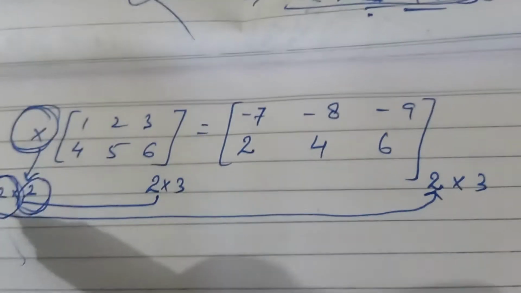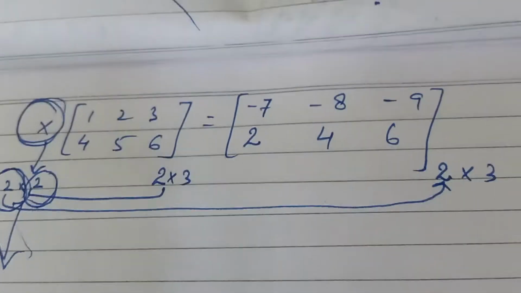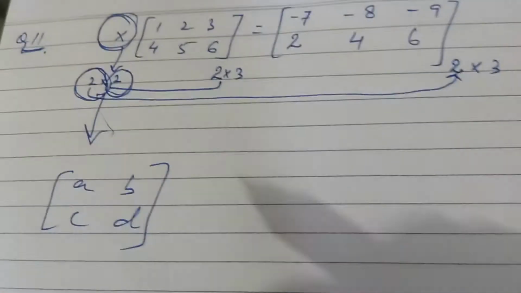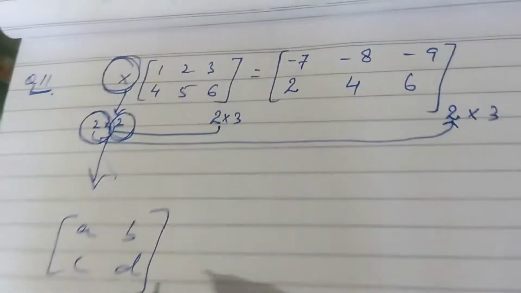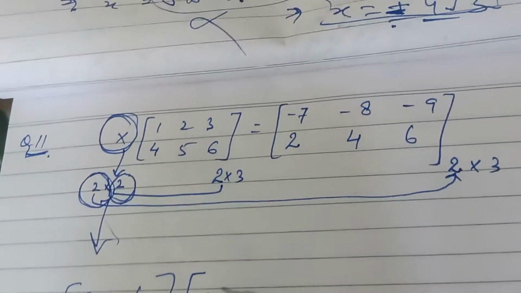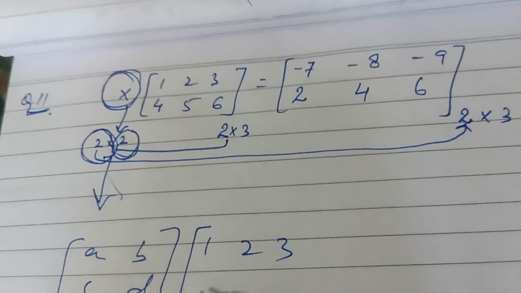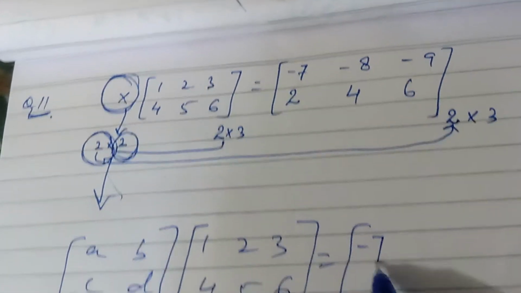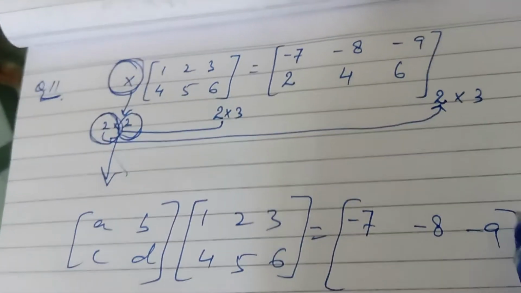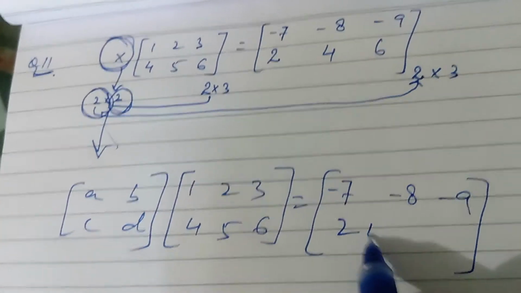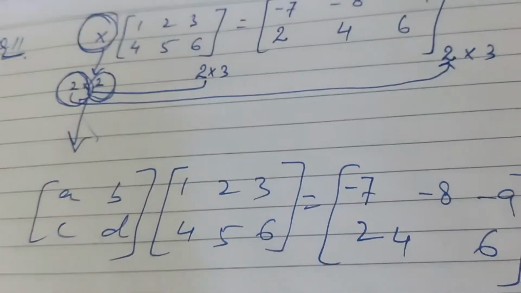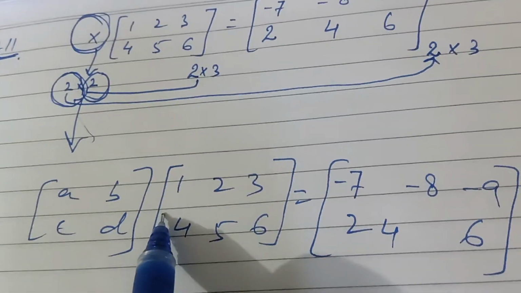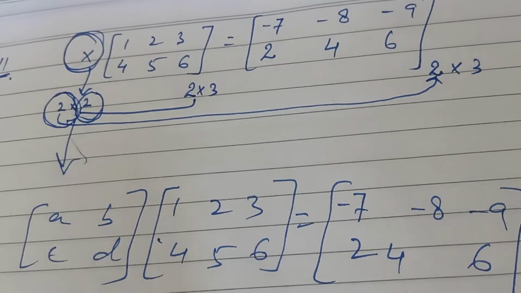It means I can assume this matrix X as [A, B; C, D], a matrix of the order 2 by 2. And what else is given to me? [1, 2, 3; 4, 5, 6], and this is given to me is equal to [-7, -8, -9; 2, 4, 6]. And we know the multiplication of matrices. What you do is you multiply the matrices and then you equate them, you'll get the answer.